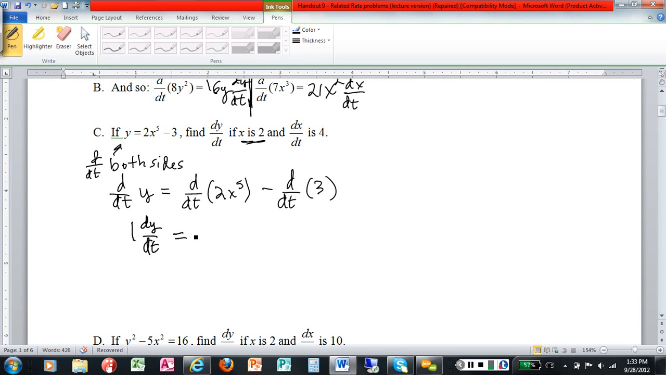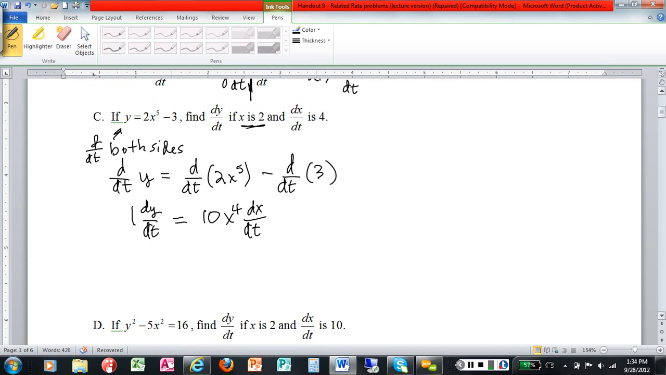What about d/dt of 2x to the fifth? Well, that's 10x to the fourth. But now I'm doing the derivative with respect to t, so when I have a thing with x, doing the derivative of the thing with x, and I'm with respect to t, what else do I need? dx/dt. And then the nicest one of the bunch is, what's the d/dt of 3? 0.